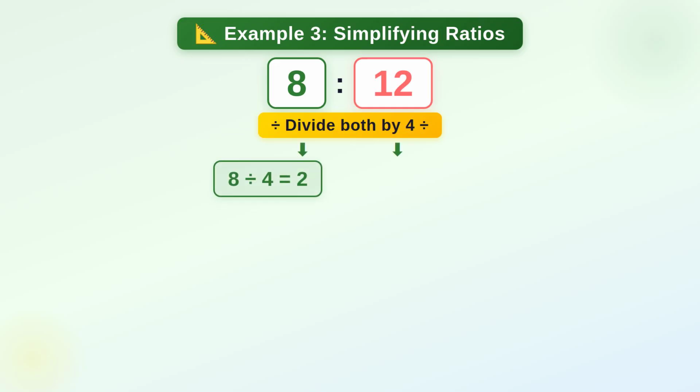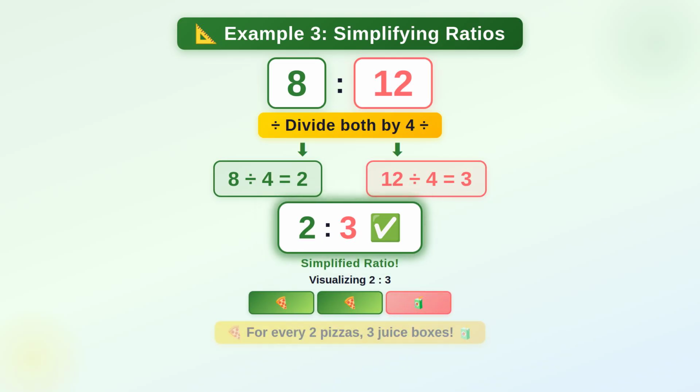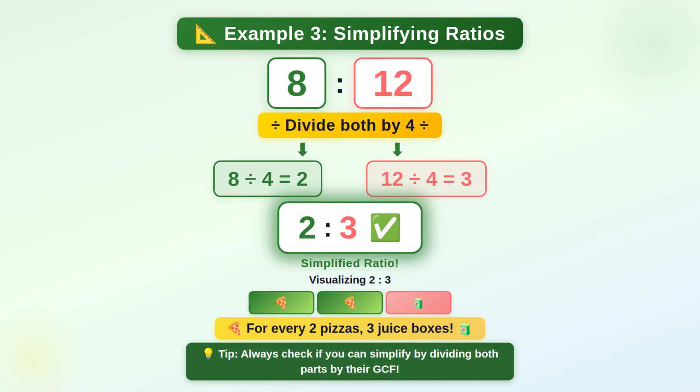Now, let's level up. Maya notices that 8 to 12 can actually be simplified, just like fractions. Both 8 and 12 are divisible by 4, so let's divide both numbers by 4. 8 divided by 4 is 2. 12 divided by 4 is 3. So the simplified ratio is 2:3. This means for every 2 pizza slices, there are 3 juice boxes. Same ratio, just smaller numbers.